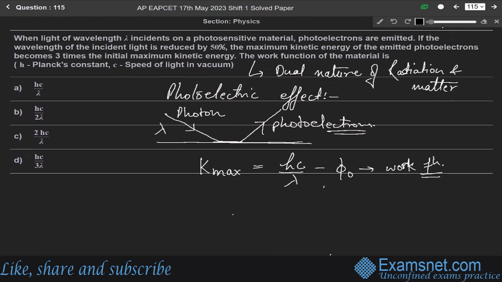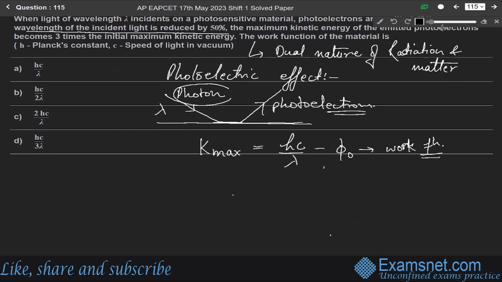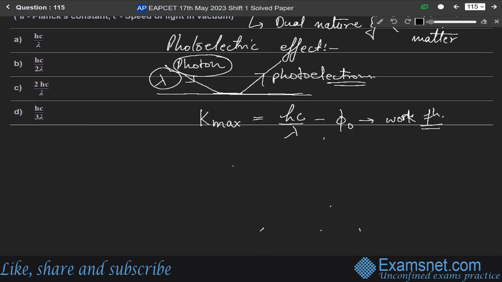And according to the question, the wavelength of the incident light is reduced by 50%. That means the photon whose wavelength was lambda now has its wavelength reduced by 50%. So lambda dash now will be equal to 50% of lambda, that is lambda by 2. And now the K maximum for this condition becomes 3K maximum.